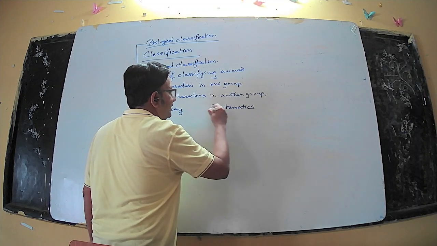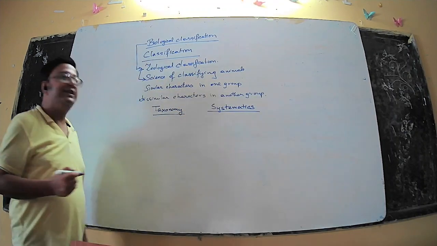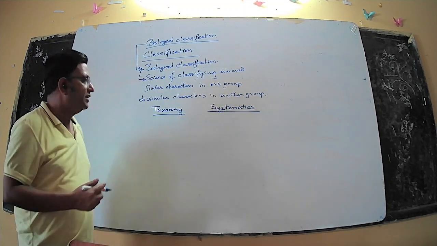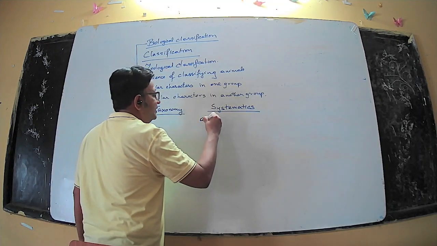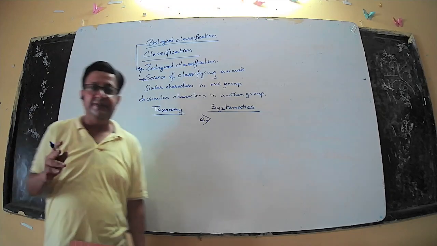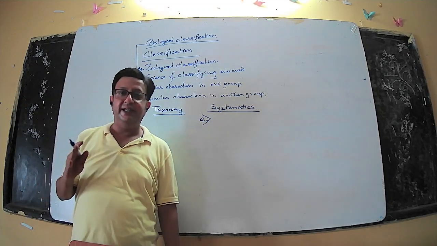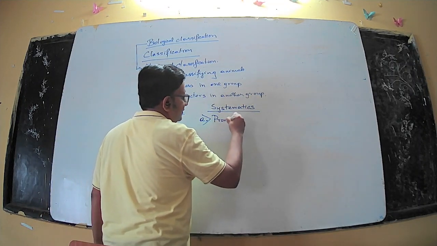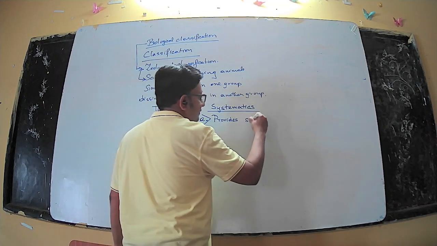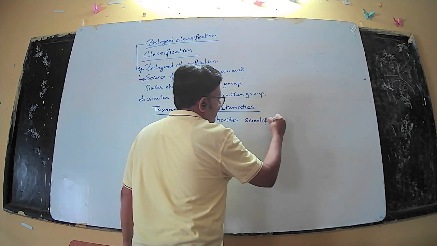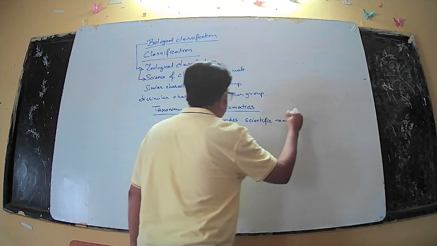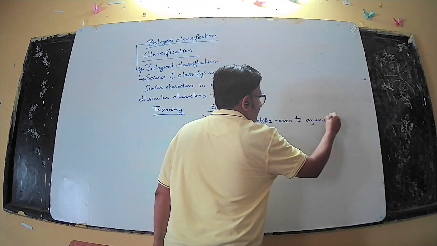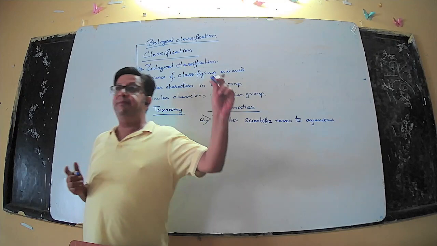Is known as systematics. Nowadays we study systematics, not taxonomy. So let us talk about systematics, which is the branch of classification, the science or field of classification. What it does is provide scientific names to organisms.